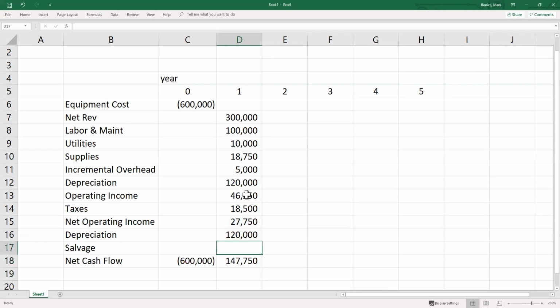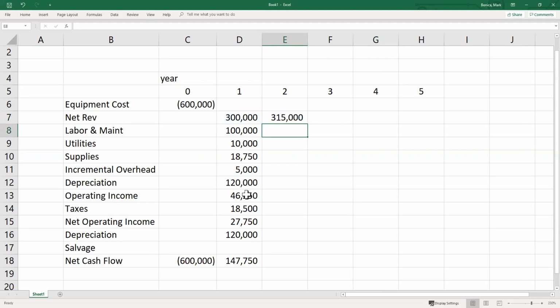And notice that we don't have any salvage this year. That's going to happen at the end of year 5. So we're just going to ignore that. Okay, so now moving forward, we're going to assume a 5% increase per year of inflation, and that's going to apply to everything except for what? Depreciation, right? So going forward, I'm just going to take the initial amount times 1.05, right?